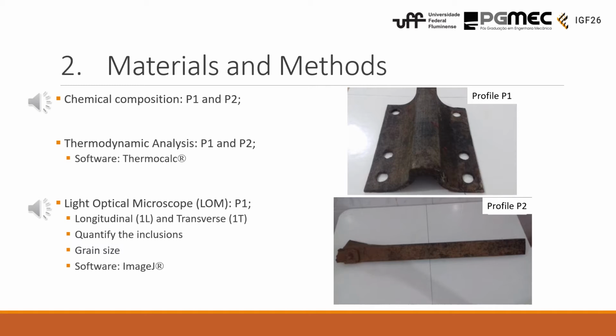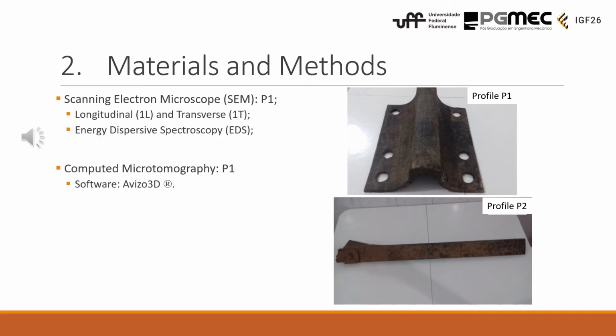After that, we used the light optical microscope to analyze samples from profile P1, both longitudinal and transverse illumination directions, and using the software ImageJ, we were able to analyze the images and quantify the inclusions and the grain size of this material. We also used the scanning electron microscope to analyze the microstructure of samples from profile P1, again both longitudinal and transverse illumination directions, but here our focus was the inclusions and precipitates inside the material.